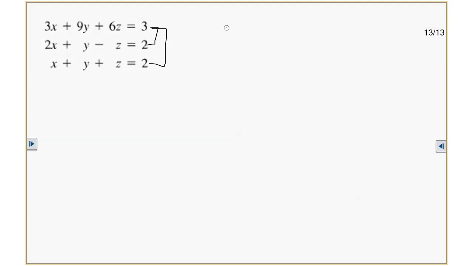So I'm going to use the second and third: 2x plus y minus z is equal to 2, and x plus y plus z is equal to 2. That's the second and the third. Now I'm going to use the second and the first, because it's got opposite signs. 2x plus y minus z is equal to 2.